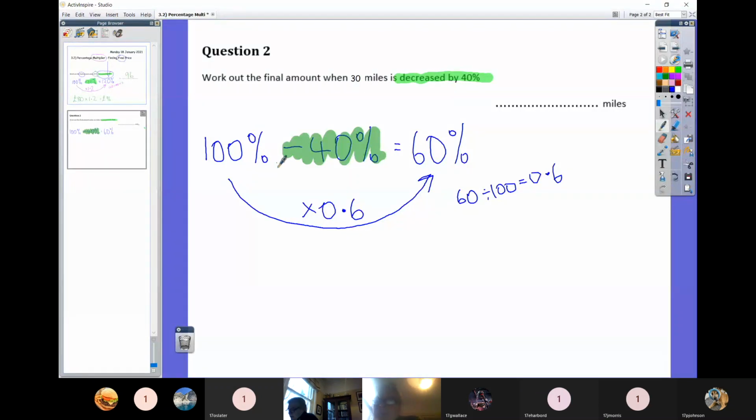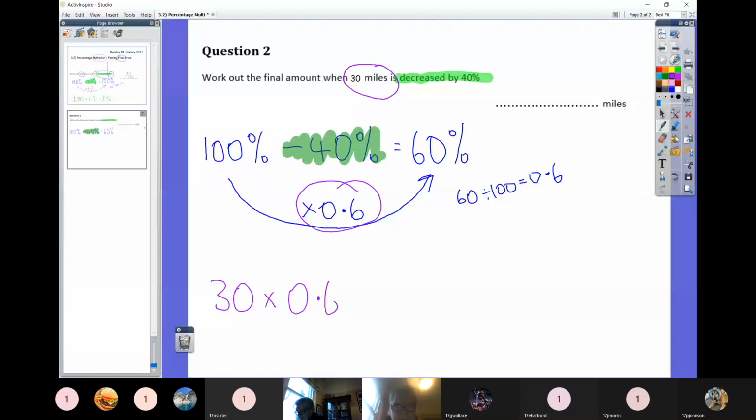Okay, step 2, we go and see what amount we're starting with. Now on this question, we are starting with 30 miles. So we take our 30 miles, we multiply it by our multiplier, which was 0.6, pop that into your calculator, and you're going to get 18 miles. Okay, so that's it for these questions.